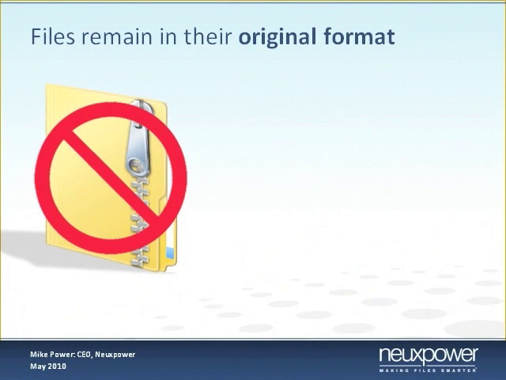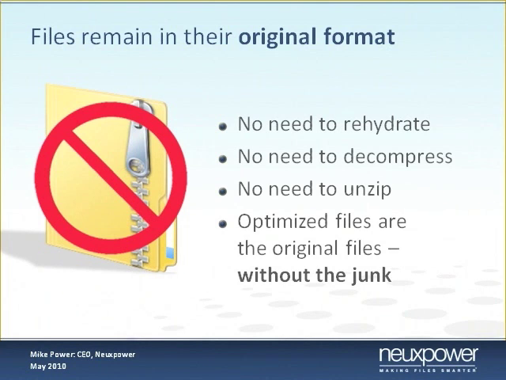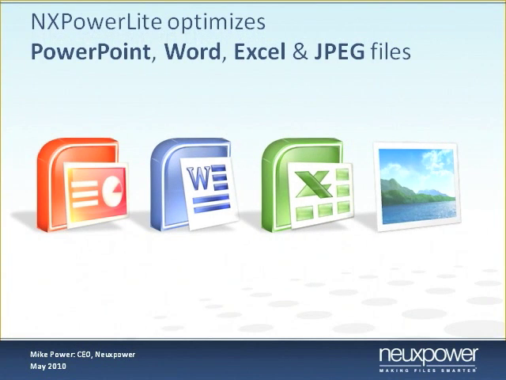An added bonus is that the files remain in their original format, which means you don't need to decompress them. You don't need any special software to view or edit them. Optimized files are the original files, just without the junk. Neuxpower currently optimizes PowerPoint, Word, Excel and JPEG files. And we picked those in particular because they are the biggest contributors to storage consumption. They tend to be the most bloated files, and they are certainly the most prolific.